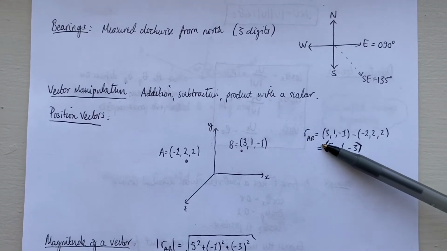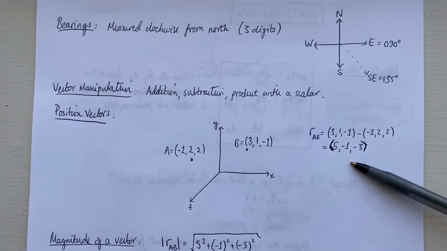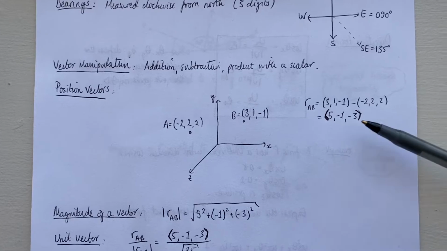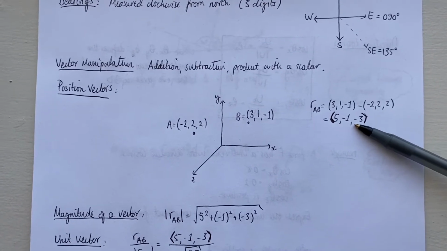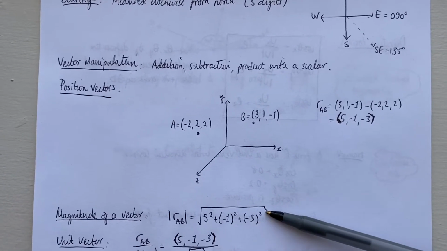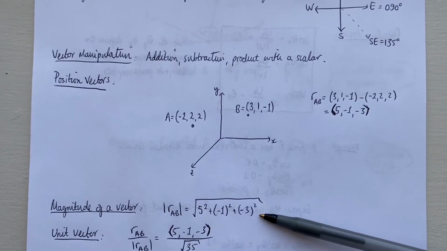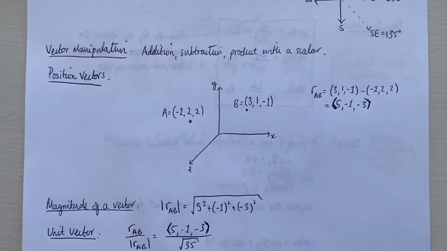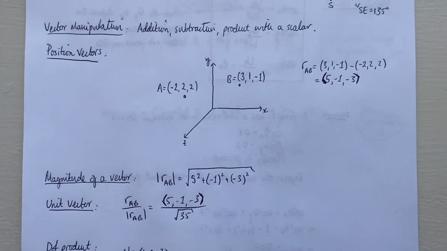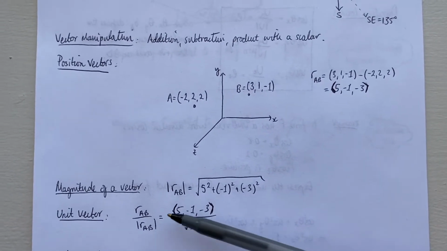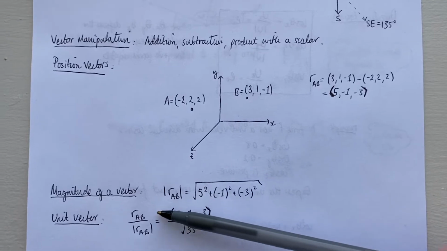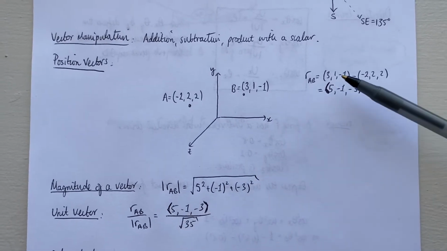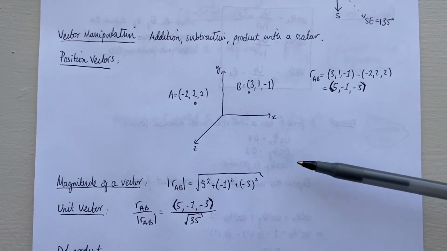And this tells us how to get from point A to point B, right? And then we can find the magnitude of this by square rooting the sum of the squares. Again, we've done this throughout the course, so all this should be fairly familiar to you at this stage. To find the unit vector in the AB direction, we take the position vector RAB and divide it by its magnitude. So we do this divided by this.